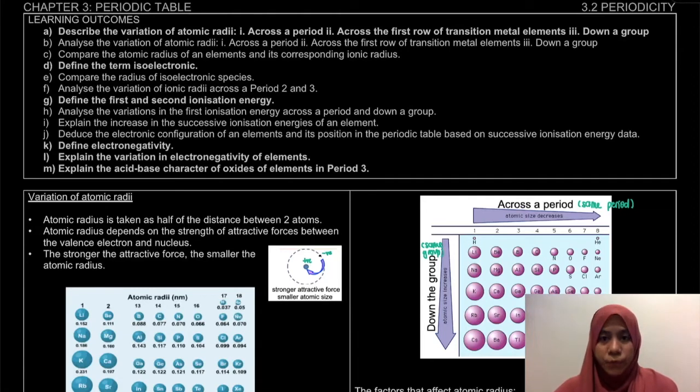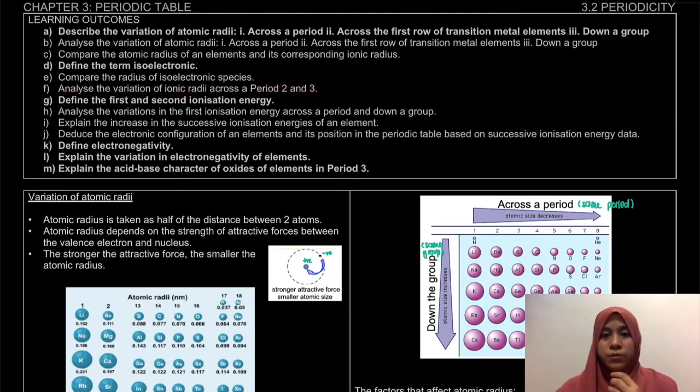Assalamualaikum and hello everyone. In this video, what we're going to learn is to compare the atomic radius and its corresponding ionic radius. Besides that, we're going to define the term isoelectronic and compare the radius of isoelectronic species, and then analyze the variation of ionic radii across period 2 and 3.